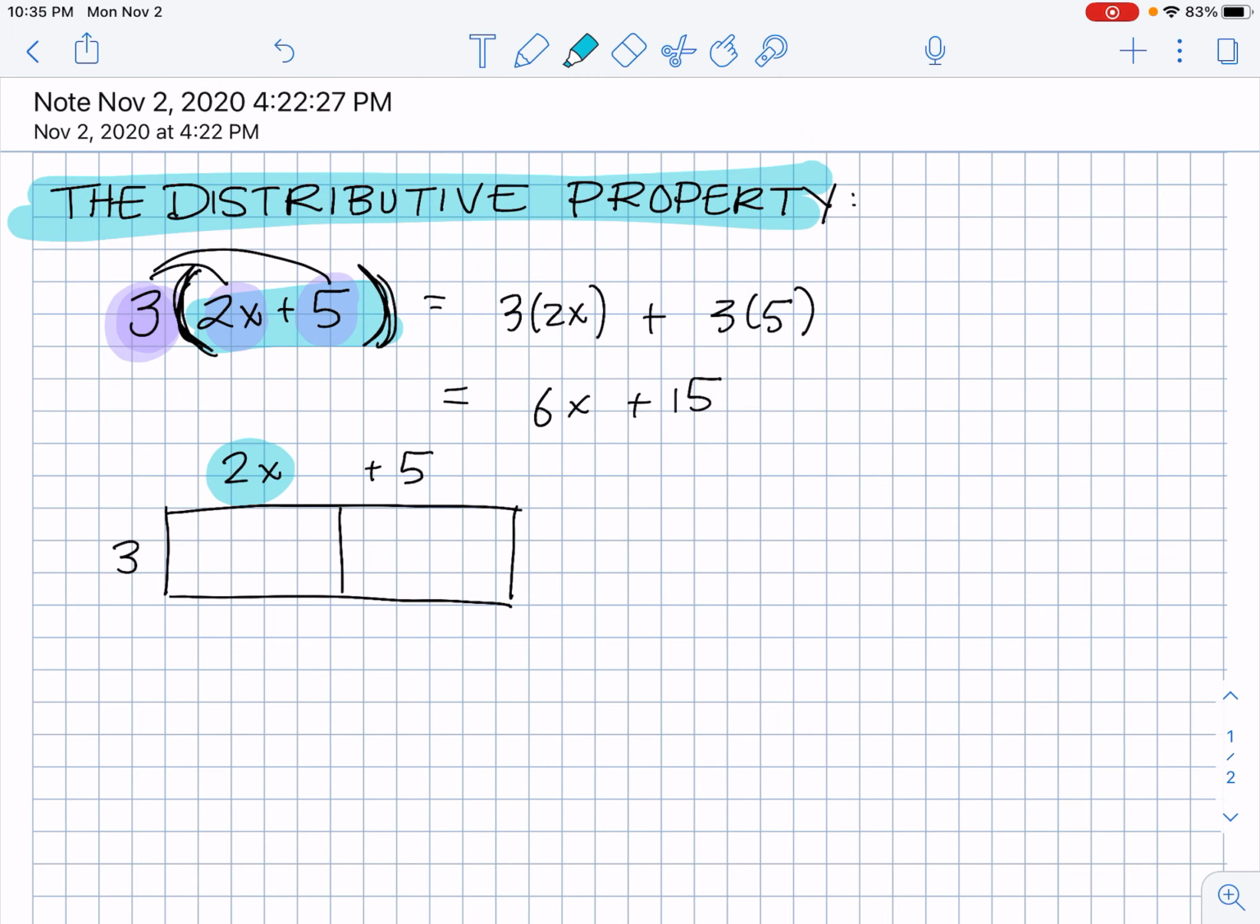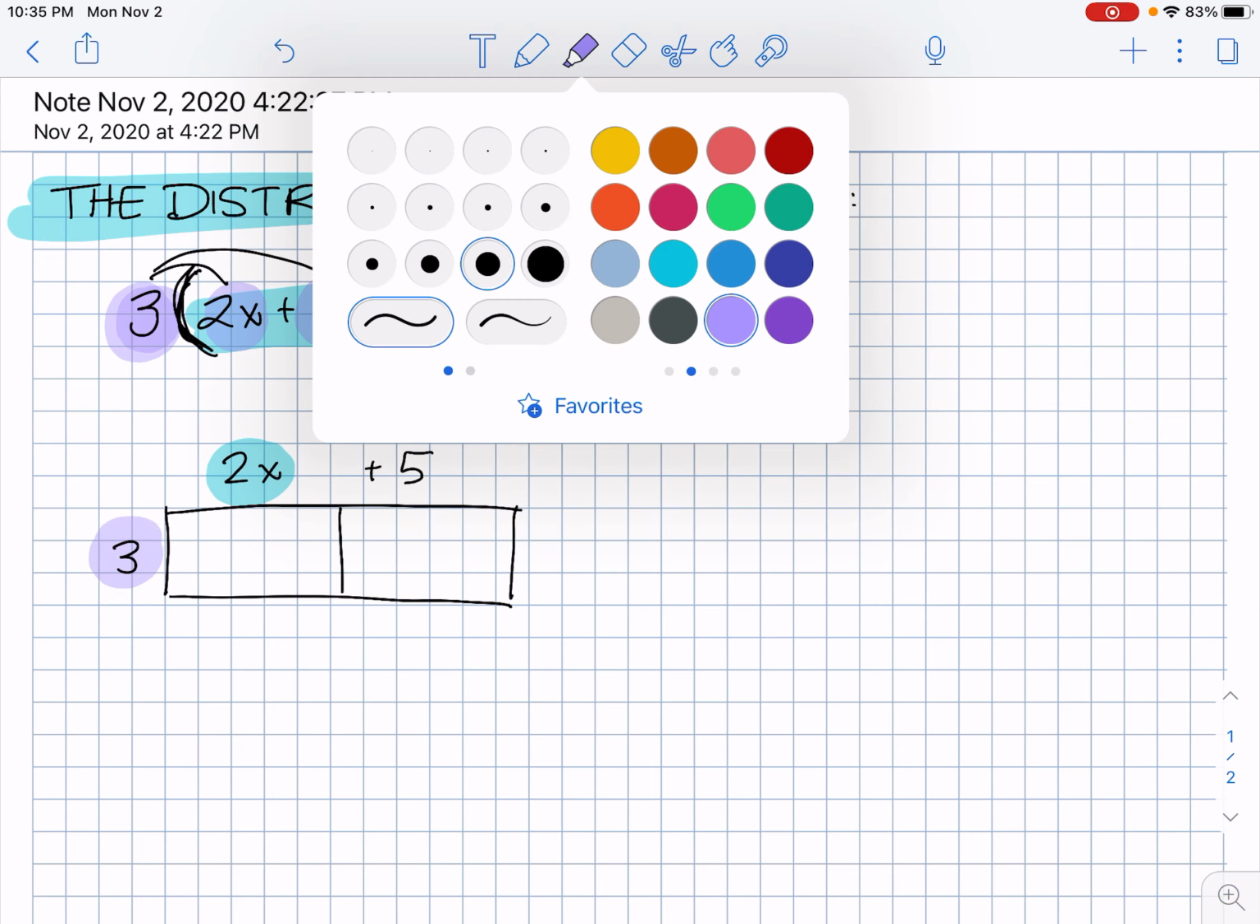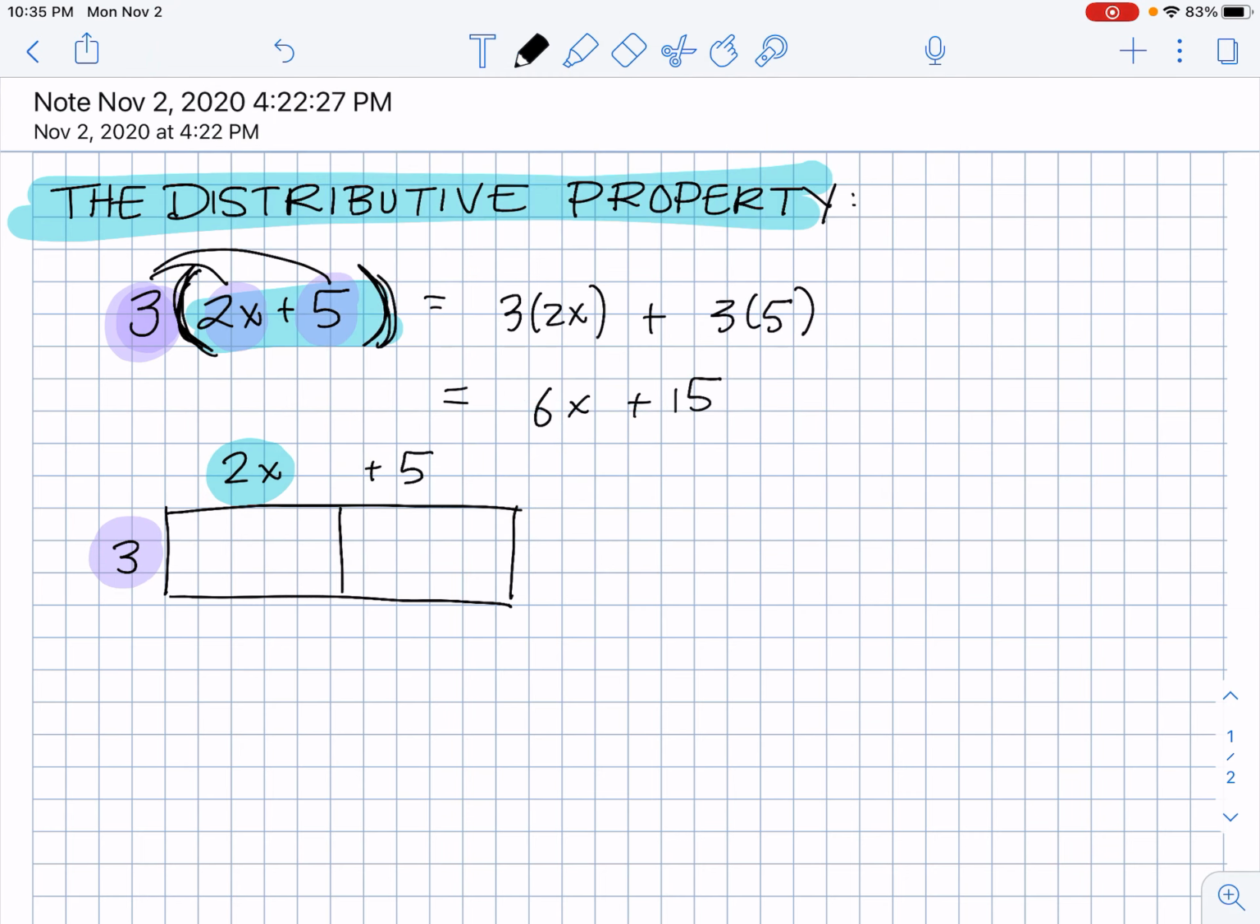So here I have my 2x multiplied by my 3. 3 times 2x gives me 6x. Then I have my 3 again, and I'm going to multiply it by 5, and 3 times 5 makes 15. Notice I still get 6x plus 15. It doesn't matter what method I use because each one gives me the same answer, a correct answer.